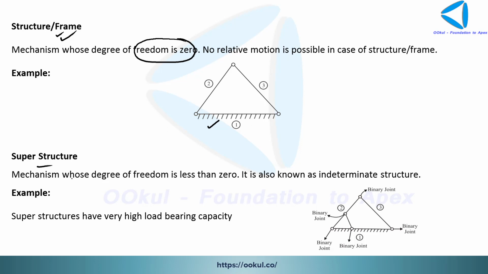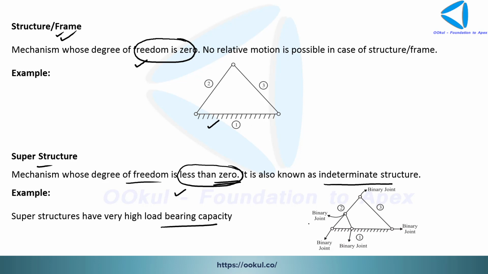Okay, what is a superstructure? A mechanism whose degree of freedom is less than 0. It is also known as an indeterminate structure. Please remember these conditions. Degree of freedom equal to 0 is a structure or a frame, less than 0 is a superstructure, and superstructures have very high load bearing capacity.